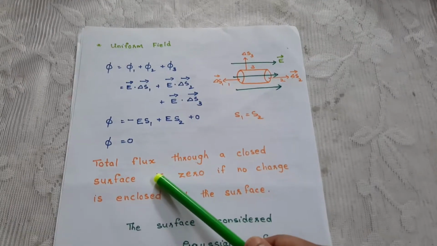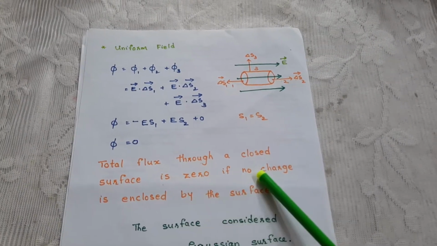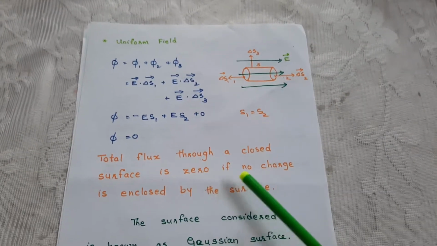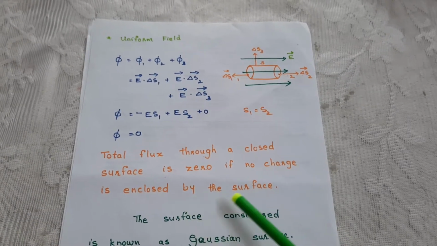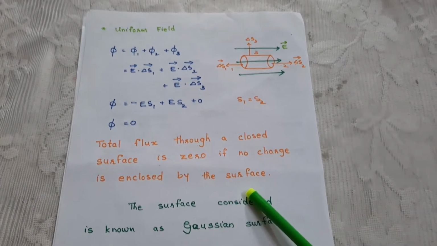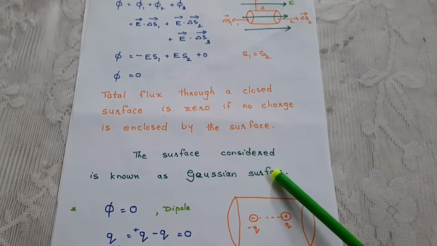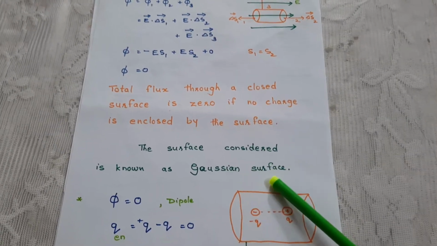So we can conclude the total flux through a closed surface is 0 if no charge is enclosed by the surface. The surface considered is known as Gaussian surface.